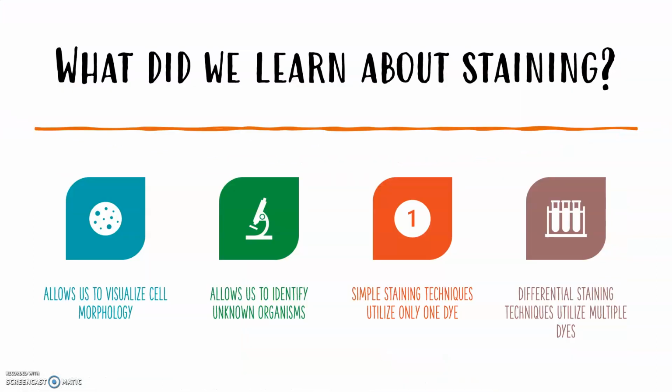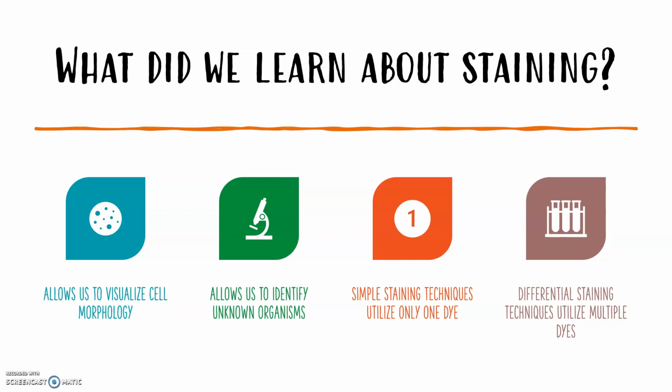So what did we learn about staining? Let's go over what we have learned. We learned that the staining allows us to visualize cell morphology, which is how they're shaped and arranged. It also allows us to identify unknown organisms based on the reaction of the stains done to them.